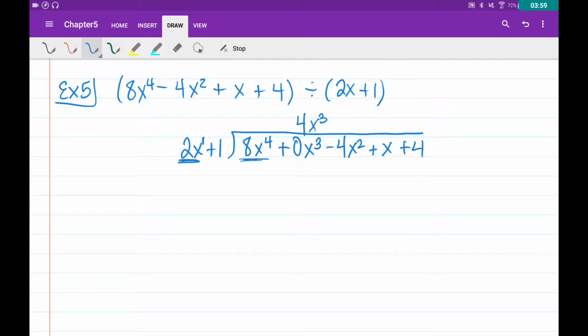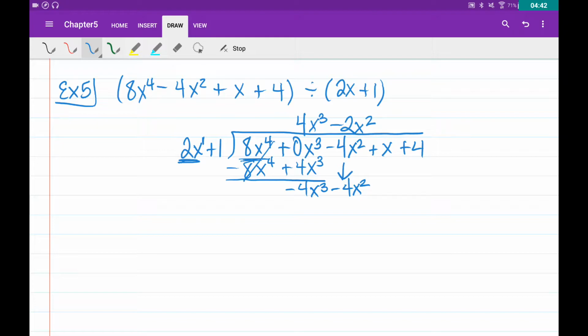So now let's multiply. 4x cubed times 2x, 8x to the 4th. 4x cubed times 1 is 4x cubed. Now remember, you're subtracting both of those. These cancel. 0 minus 4 is negative 4x cubed. Bring down the negative 4x squared. Okay, so now again, what times 2x gives me negative 4x cubed? 2 times negative 2 gives me the negative 4, and then x squared times x will give me the x cubed. So multiply that out.